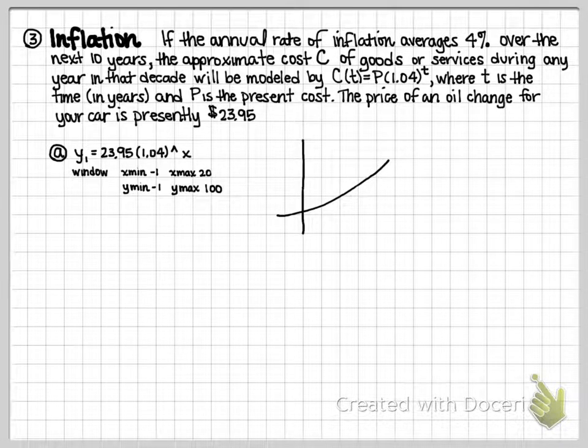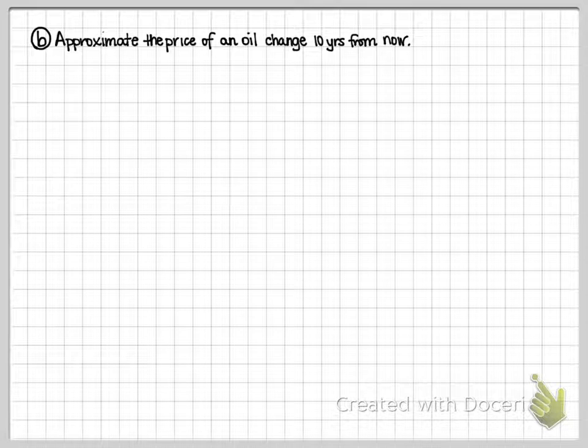The next slide is doing things algebraically. We want to approximate the price of an oil change 10 years from now. If it's 10 years from now, then that means that my x, in this case, which is my t from my equation, is going to be 10. To do this, all I'm going to do is go to the table. I'm going to hit my table, and I'm going to scroll down until I see x is equal to 10. And then I'm just going to take the approximation straight out of the table. Let's see what that is.